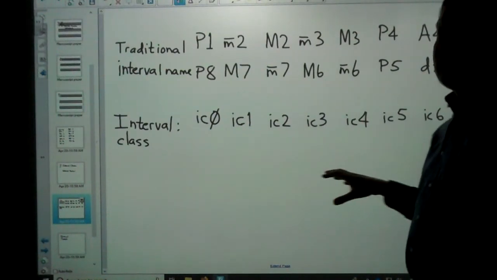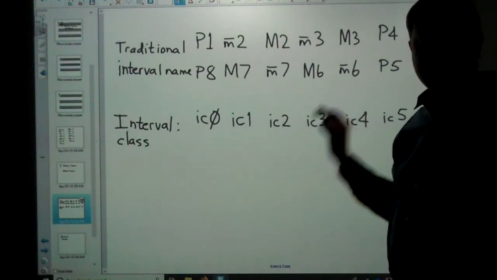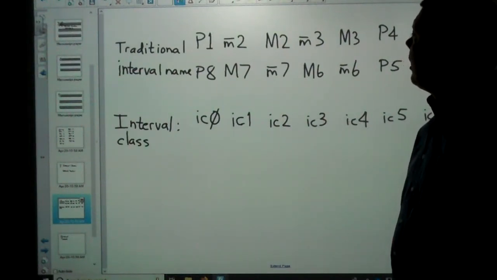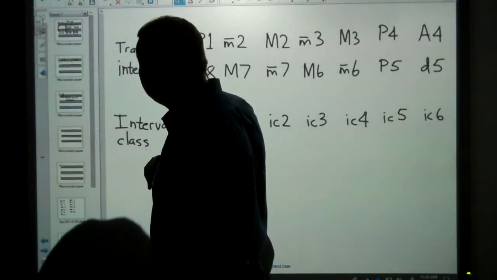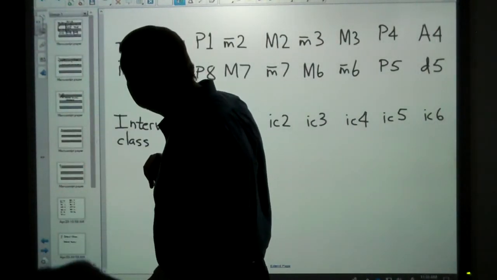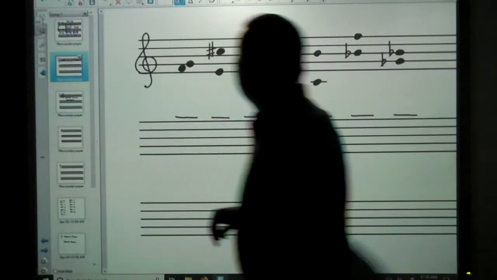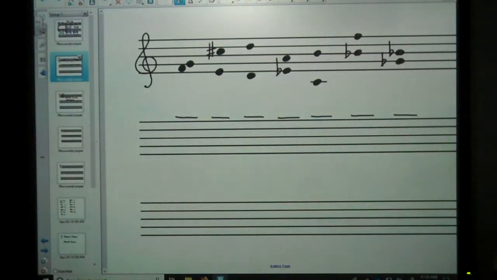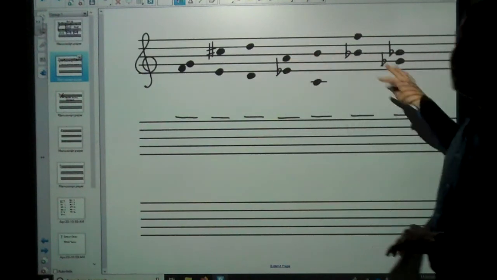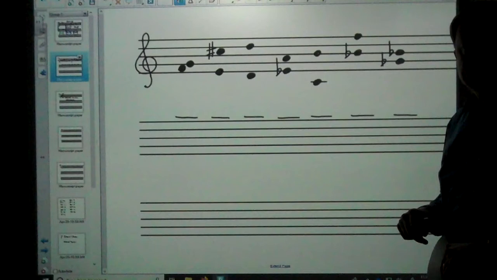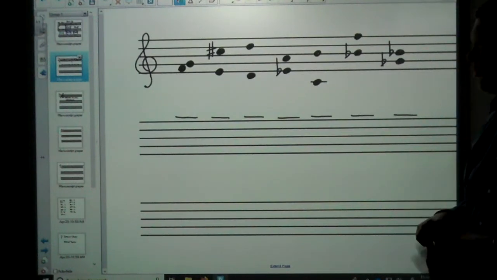Right, before I move on now to interval vectors, let's get a little bit of practice identifying interval classes. And for that, I've prepared a screen where we can identify what interval classes all of these traditional intervals belong to. Let's go through that. Shouldn't take very long.